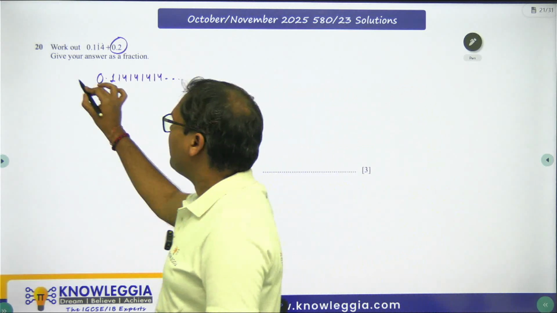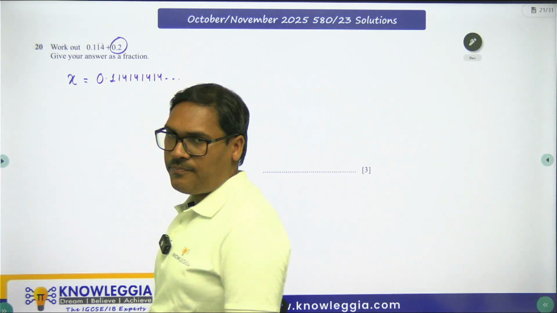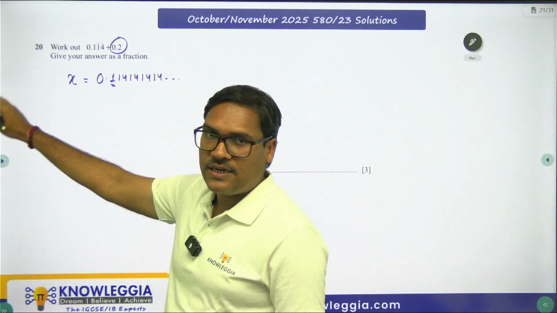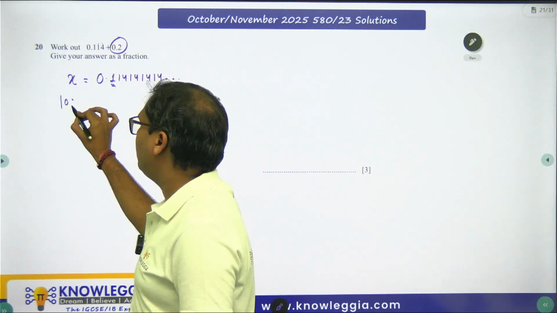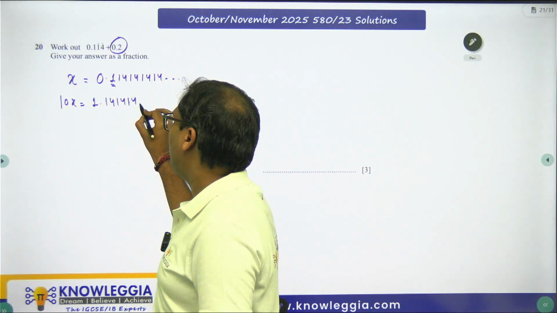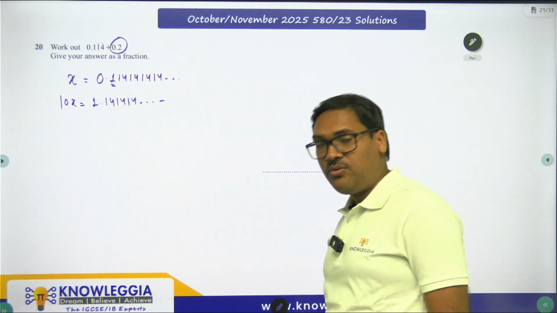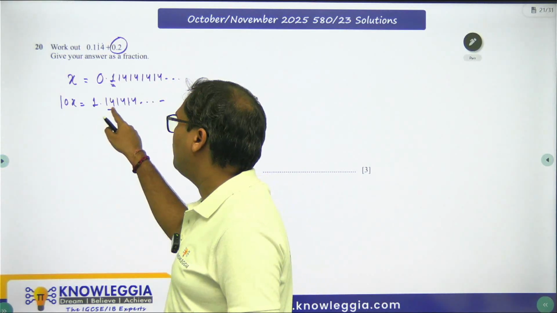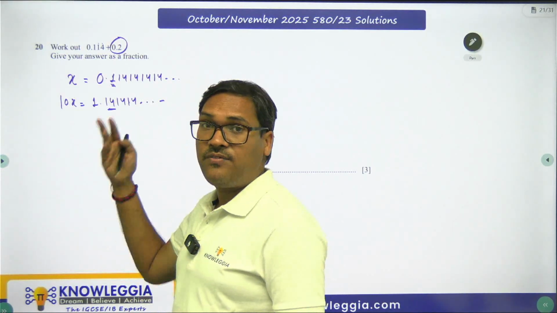Let's say this is x. Now what you can do is, this is non-recurring, so bring it to the left side. So just multiply with 10. This will be 1.141414 and so on. Now let's bring the recurring term on the left side. So you have to bring this 14 on the left side, so you multiply with 100.